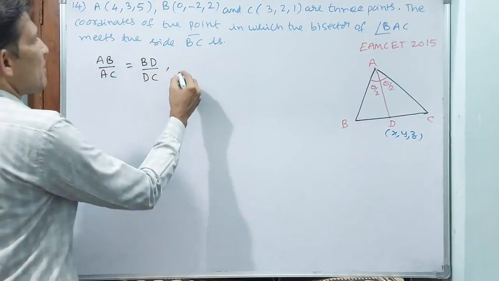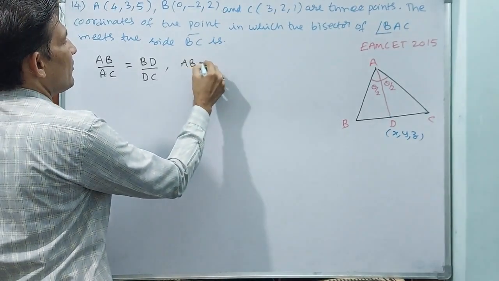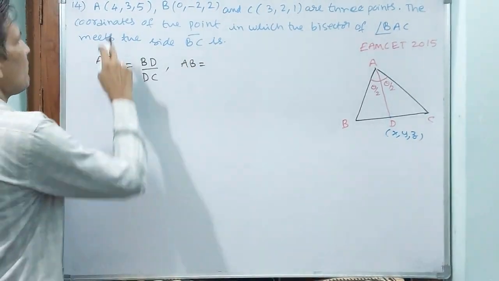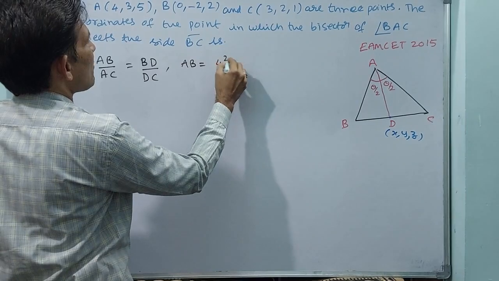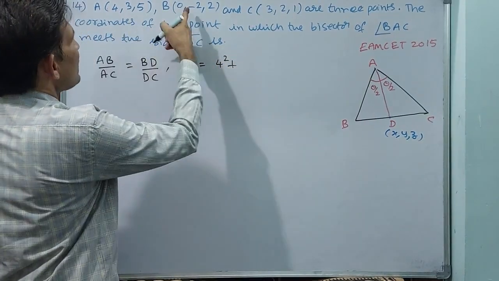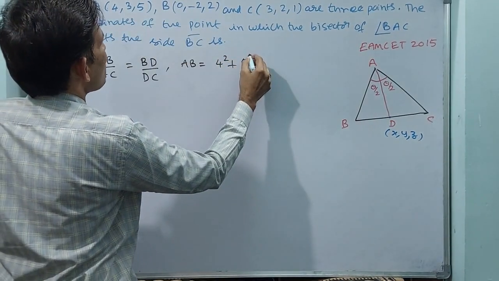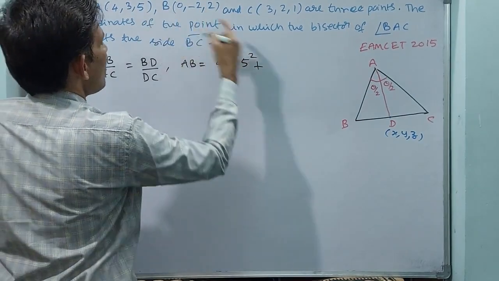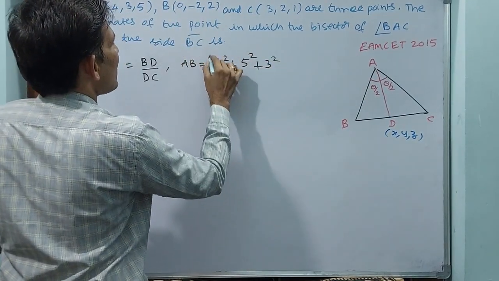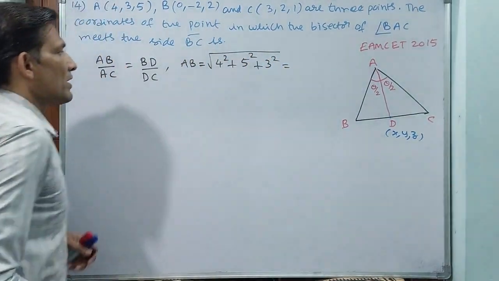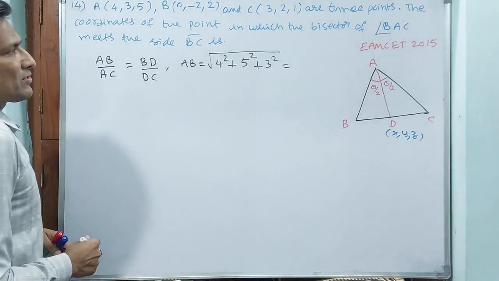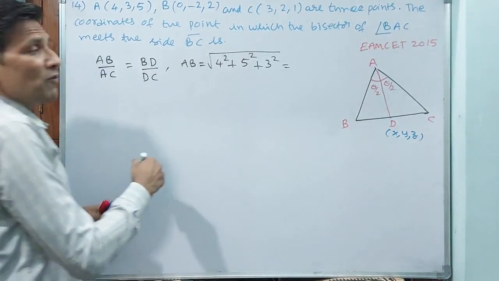Let us find AB first. AB is equal to the square root of (4 minus 0) squared, plus (3 plus 2) squared, plus (5 minus 2) squared. Okay, 16 plus 9 is 25, plus 25 is 50. Root 50.